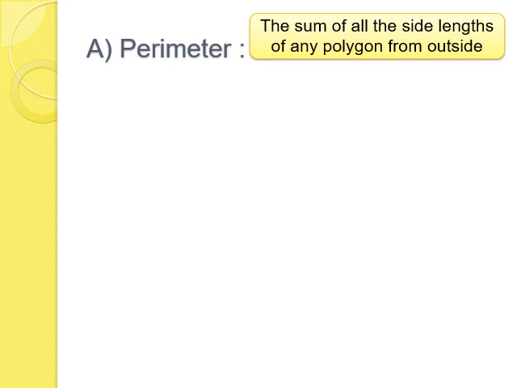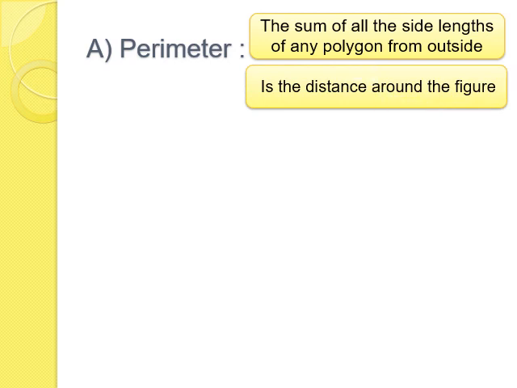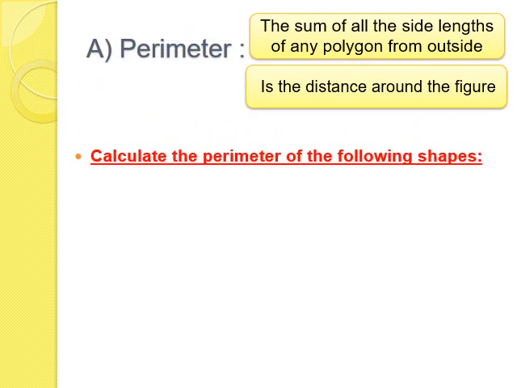You can easily calculate the perimeter of any shape if you add all the outline sides of this shape. So the perimeter is the distance around the figure, any figure. If you add the distance around this figure, the outline sides of this figure, adding together, you can calculate the perimeter easily. Let's take an example.